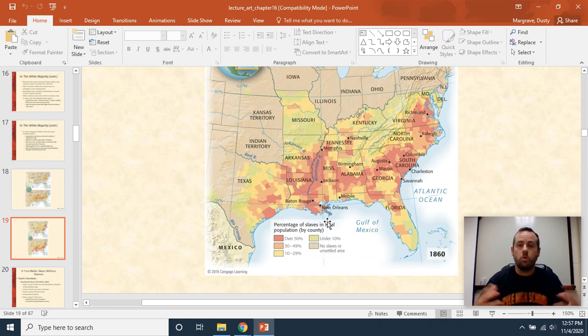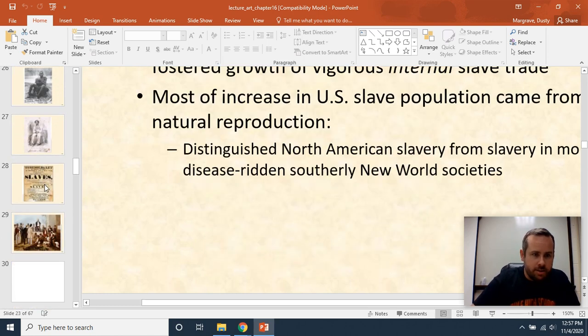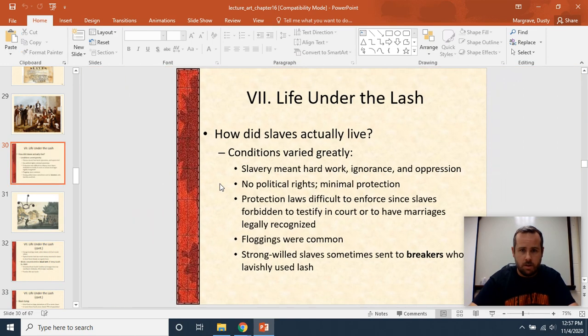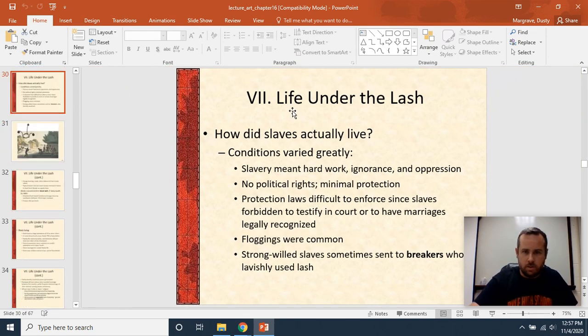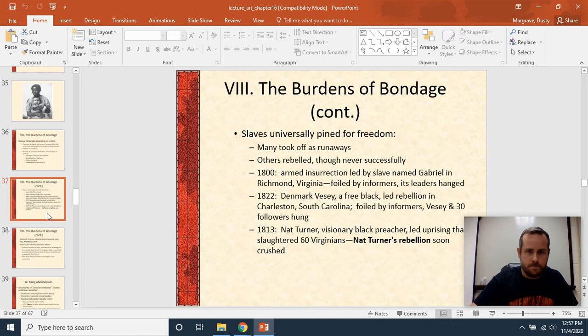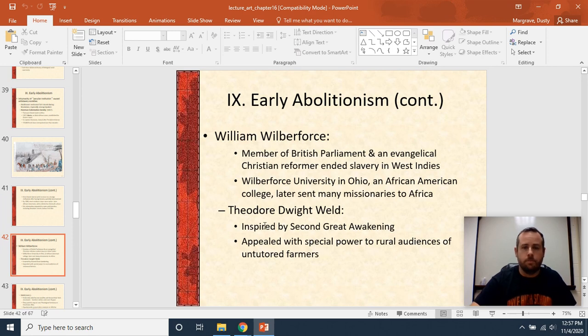One of the coolest things to come out of the antebellum period is the growing voice of whites and blacks against the institution of slavery. If you scroll on through this PowerPoint, and I'm not going to go through it all, but there are some things further down. Let me see if I can zoom out here. This is a little bit about life under the lash, burdens. Here we go. Early abolition.